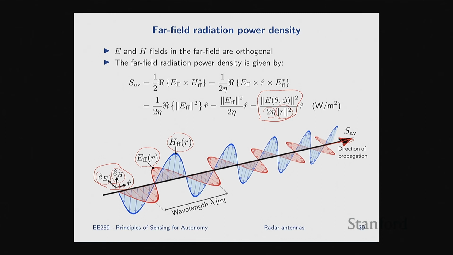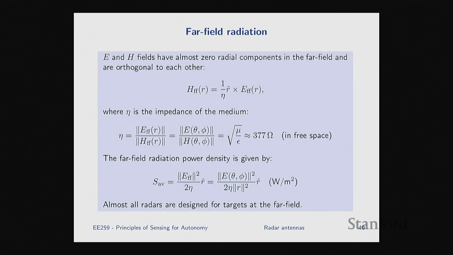The 1 over R squared term should make sense. As you get further and further away from your antenna, the power density should drop spherically, because these are spherical waves. So the 1 over R squared is proportional to the surface area of a sphere. That's why you get a 1 over R squared drop in your power radiation.